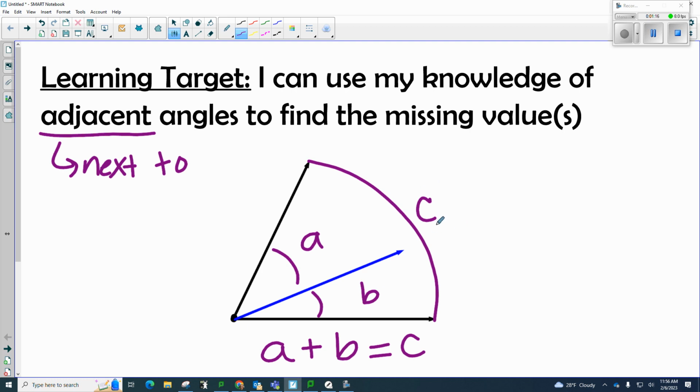Similarly, we can use the inverse. Let's say we have C and A and we want to find B. Well, if I wanted to find B in this equation, I would have to subtract A from both sides. So C minus A will give us the measure of B if that's what we were looking for.